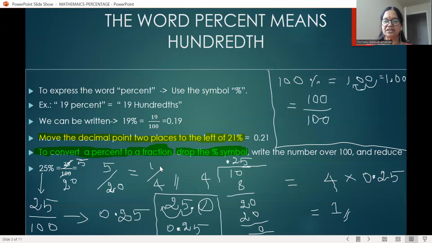So 1 by 4 indicates a quarter. It's 25 percentage. So at the end, if you write 25 percentage as a fraction, you have to write 1 divided by 4.